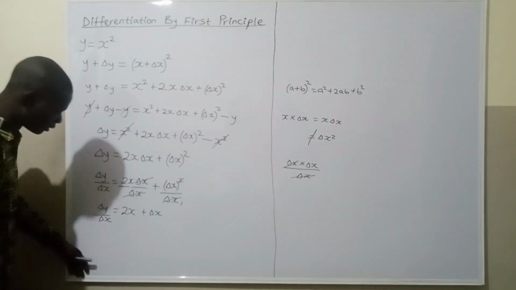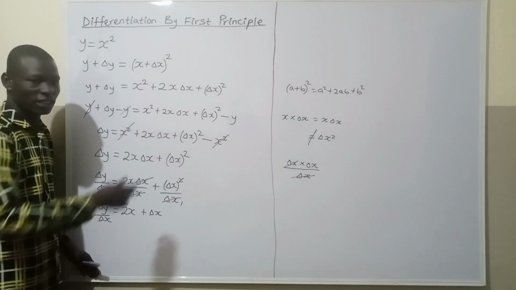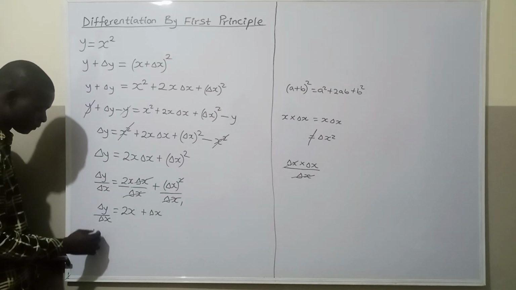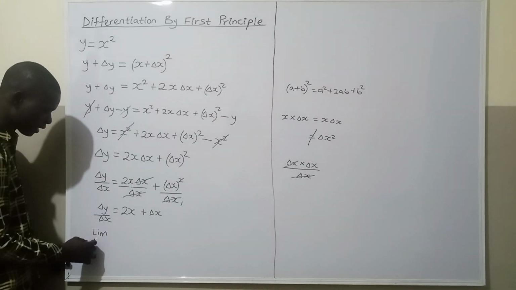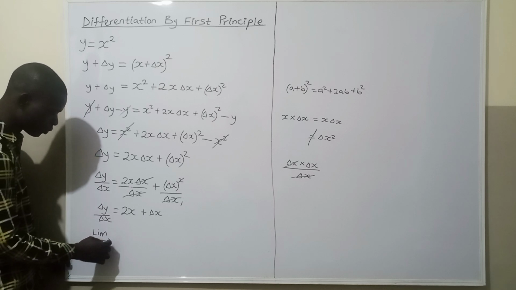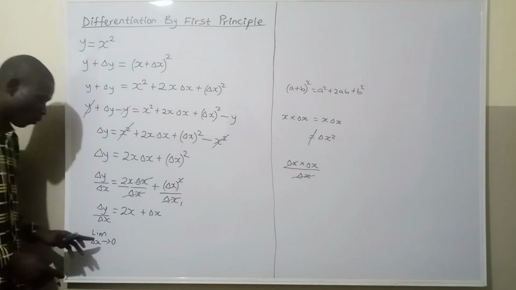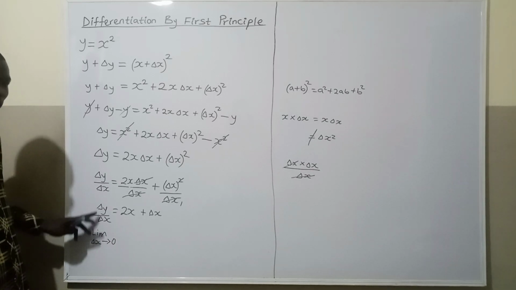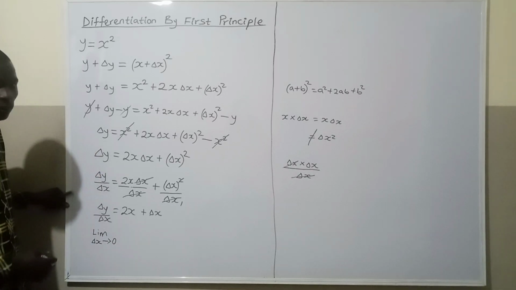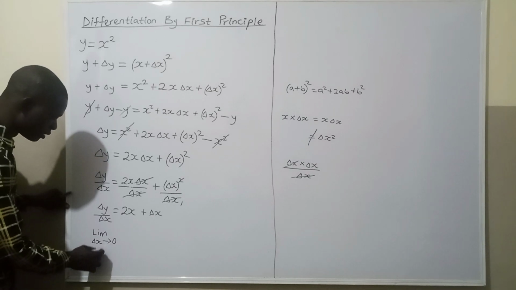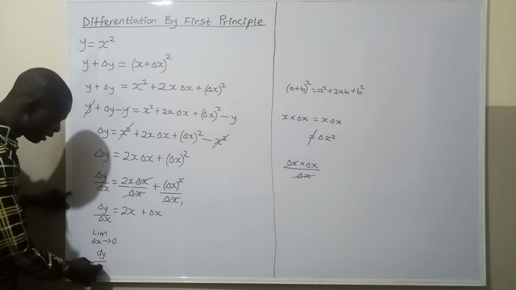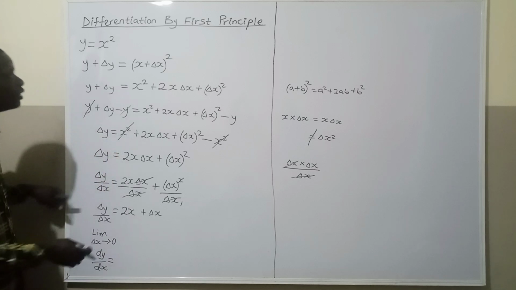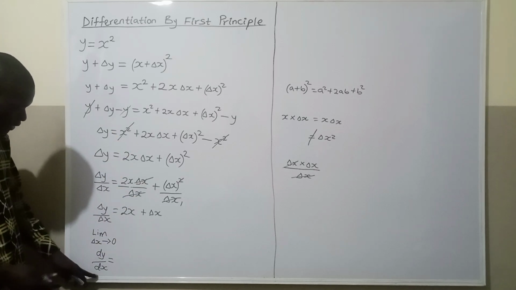So what is the next thing to do? The next thing is to limit delta x tending to 0. So we are going to have it to be like this. Limit as delta x tends to what? To 0. And once you limit delta x to tend to 0, the next thing is that this delta y over delta x will change form. And when it changes form, it's going to be dy by dx, which of course is a familiar concept in what? Differentiation.